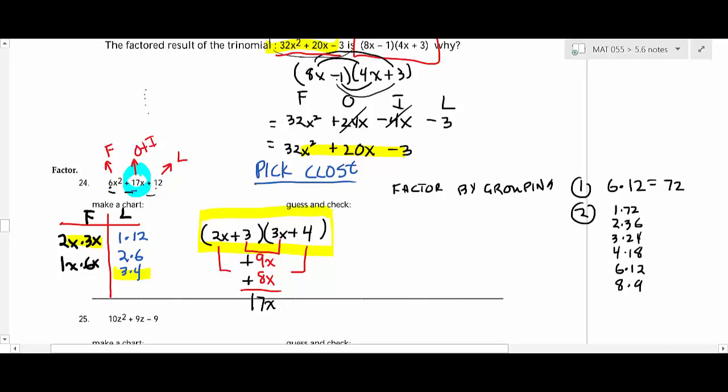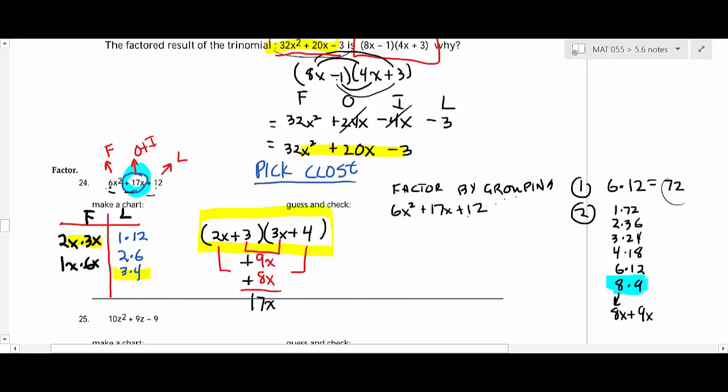Now tell me, out of these numbers, which one is going to add up to 17? 8 and 9, exactly. So when you do factor by grouping, you write this as 8x plus 9x. So when we go to the original problem, this is the way you should write out your process. Again, when you do factor by grouping, you multiply first times last, and then figure out the factors of 72 that add up to 17.